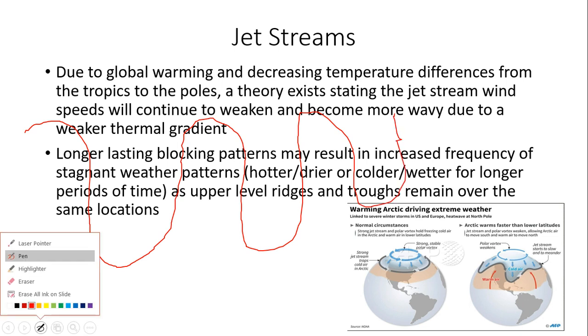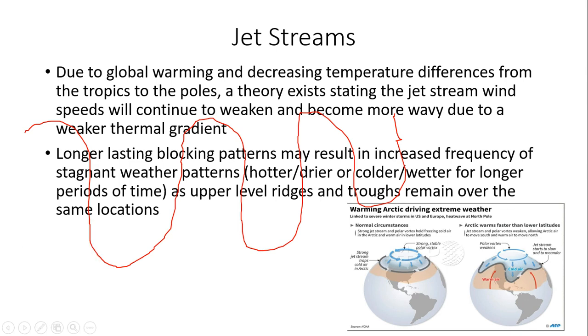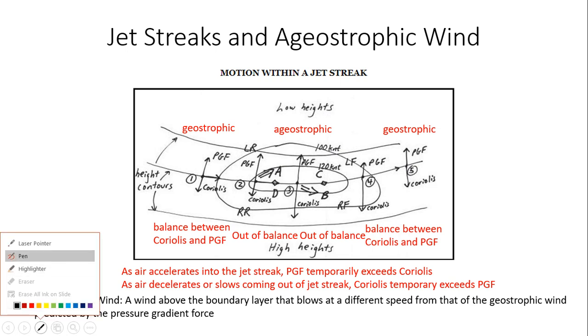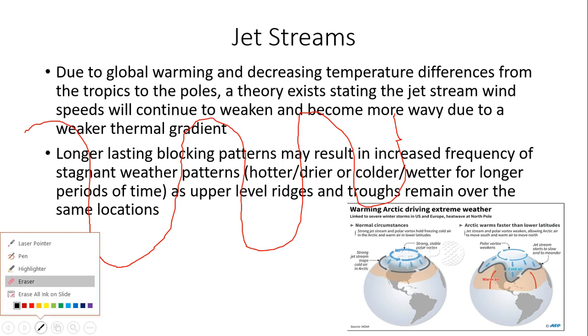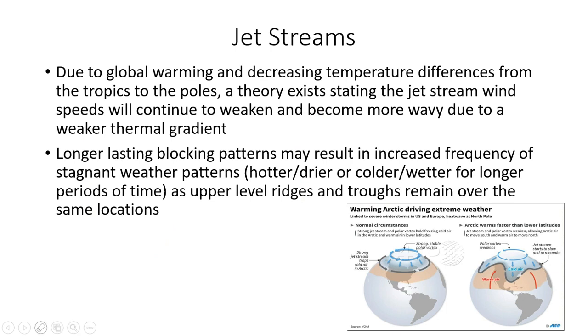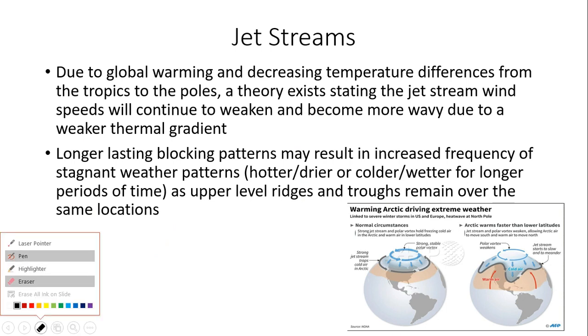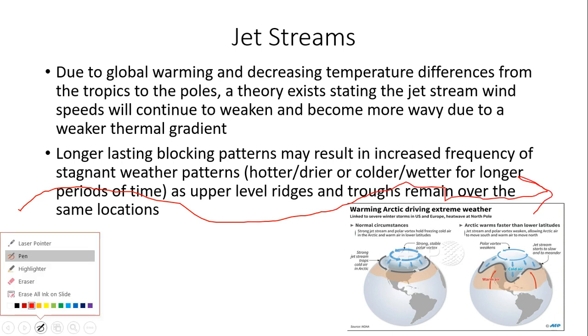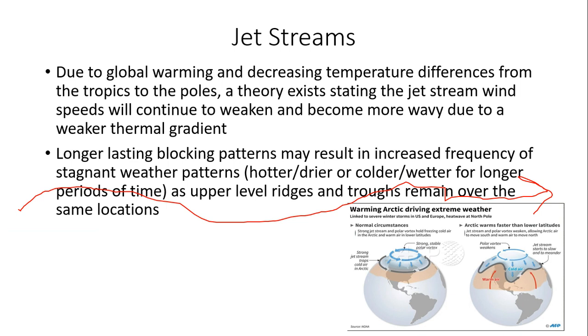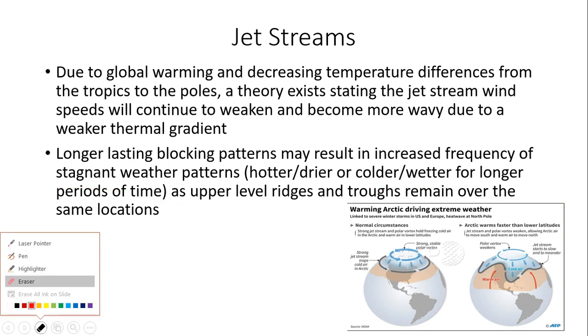Now, let's take a look. Let me erase this first. Oops, I advanced slides. Hang on a minute. All right, so let me erase this. I'm going to show you an example of a non-wavy jet stream. This would be an example of a non-wavy jet stream, one that just goes west to east like this. So we're talking about with global warming that we could see more of a wavy jet stream and a weaker jet stream as far as the winds go.